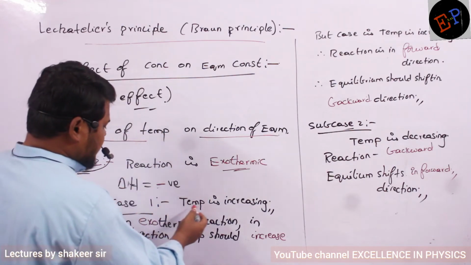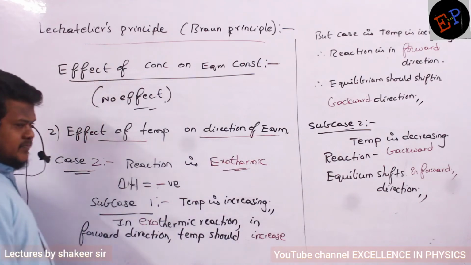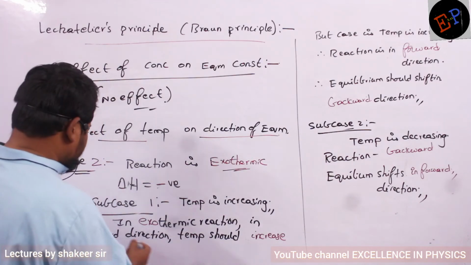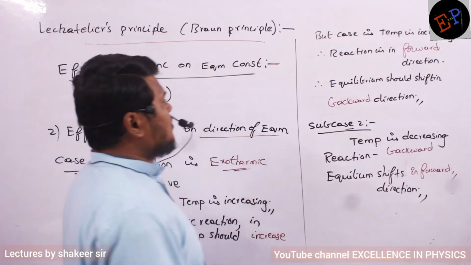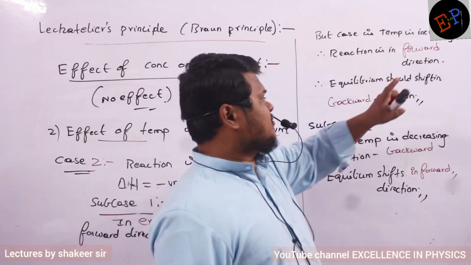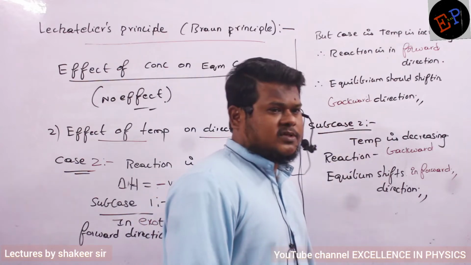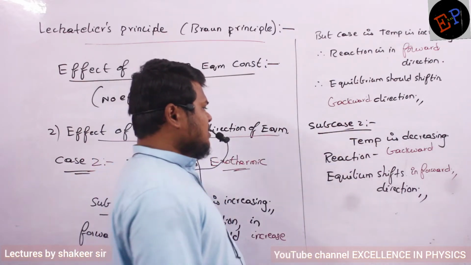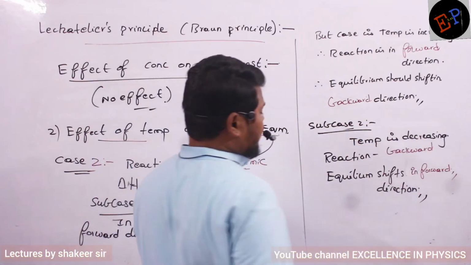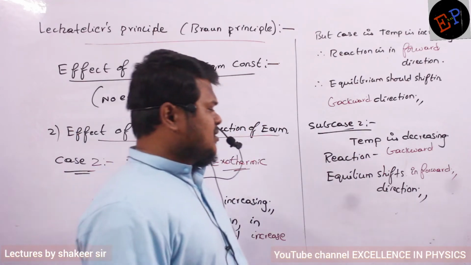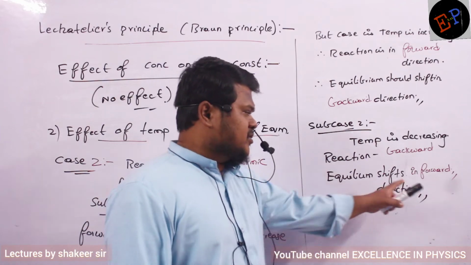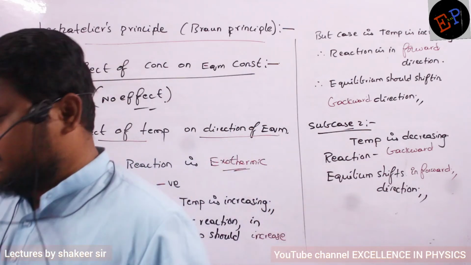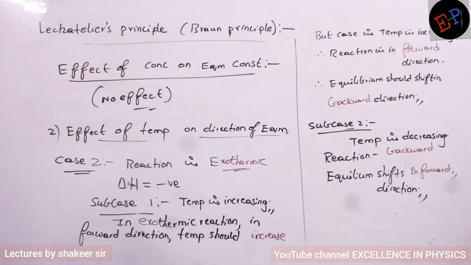So, case number 2, subcase number 1, temperature is increasing. If temperature is increasing, it means that the reaction is undergoing forward direction. So, the reaction is in forward direction, and therefore equilibrium should shift in backward direction. So, case number 2, subcase number 2, temperature is decreasing. It means the reaction is exactly undergoing backward direction. So, equilibrium should shift in forward direction. That's all very simple. Clear, no?